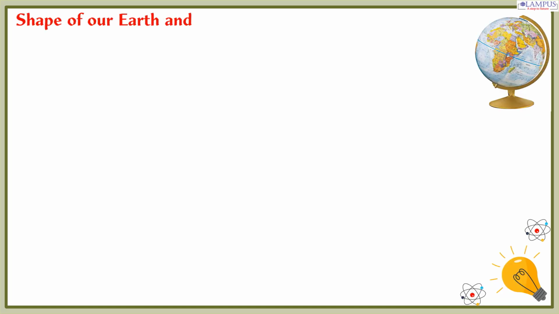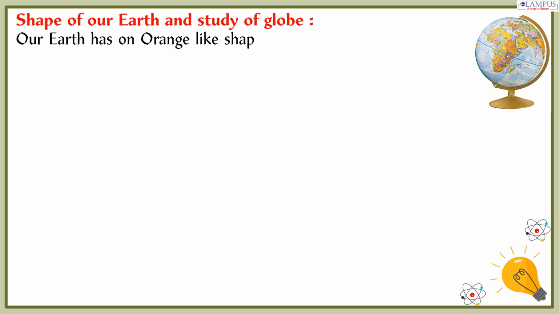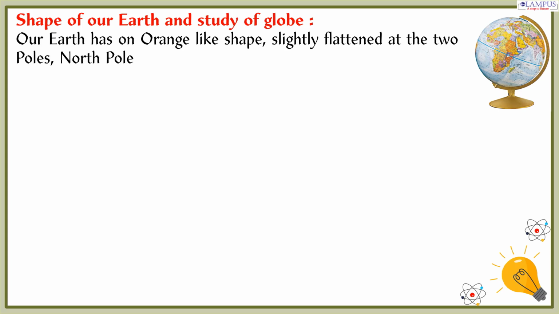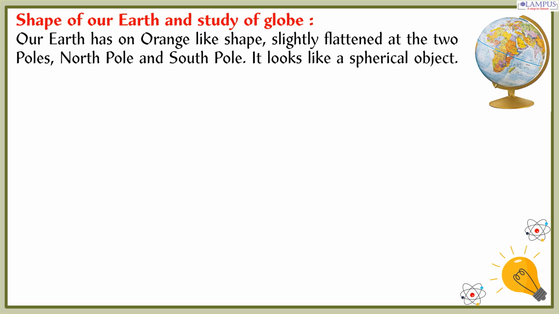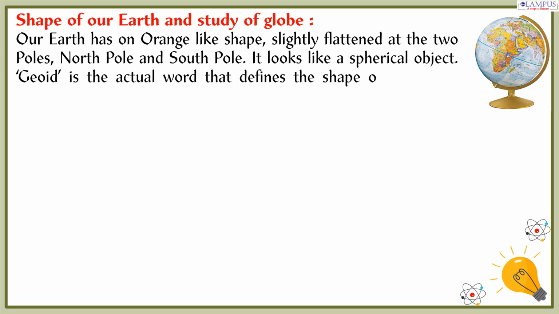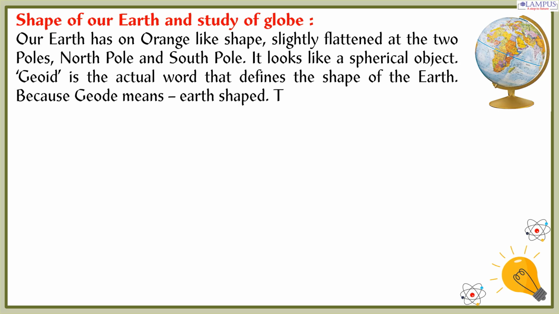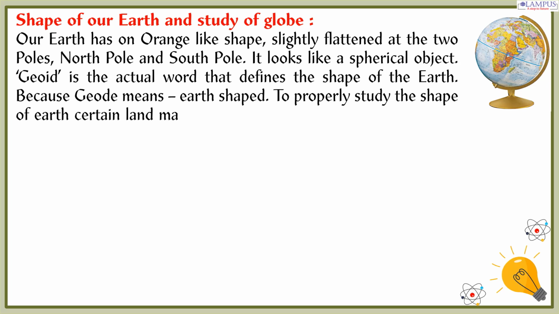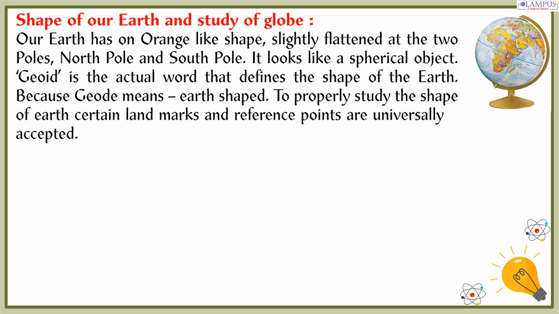Shape of our Earth and study of globe. Our Earth has an orange-like shape, slightly flattened at the 2 poles, North Pole and South Pole. It looks like a spherical object. Geoid is the actual word that defines the shape of the Earth, because geoid means earth-shaped. To properly study the shape of Earth, certain landmarks and reference points are universally accepted.